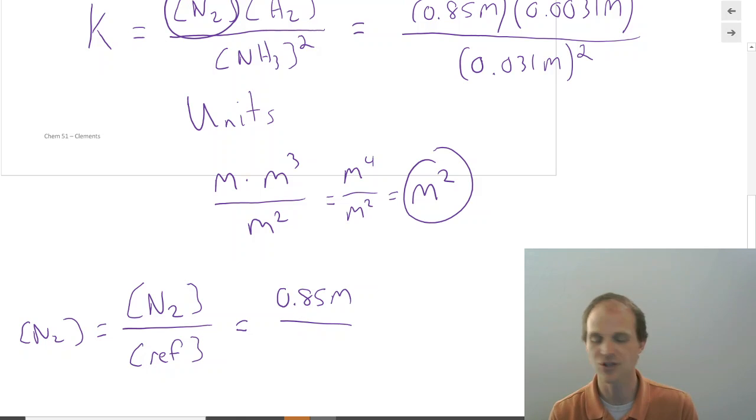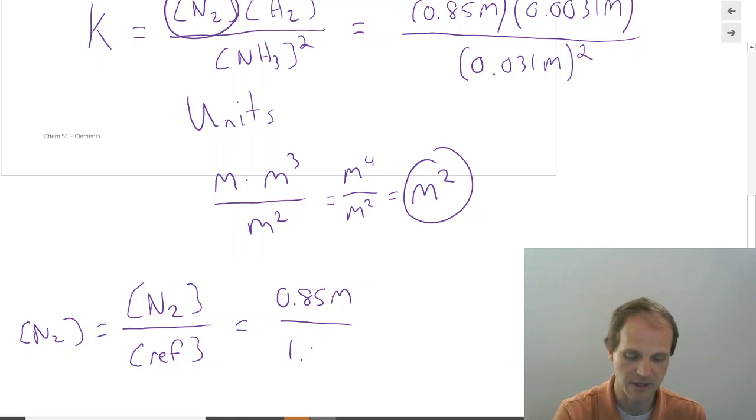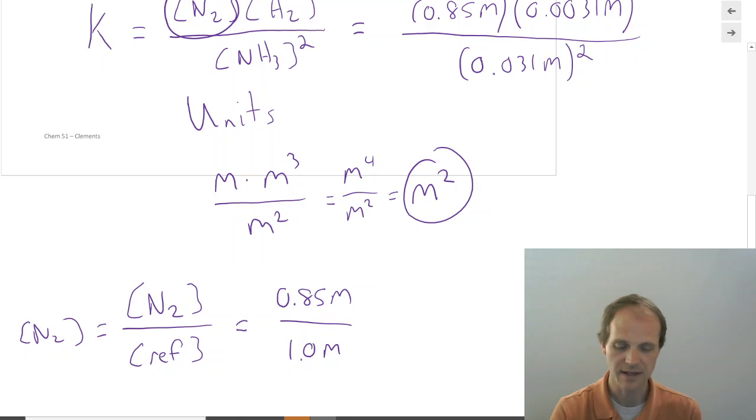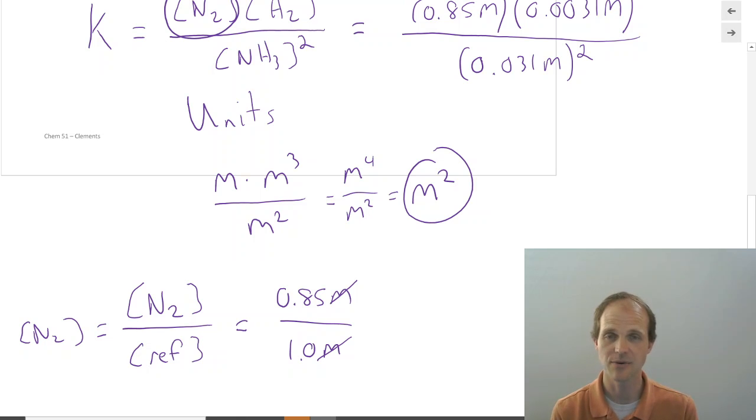What reference should I pick? It's a reference. You can make it up. Everybody picks 1. Why? Because if you divide 8.85 molar by 1 molar, it doesn't change the number, but it gets rid of the unit. There's other good reasons for this. We're not going to go into all the great detail. It has to do with activities and things like that.